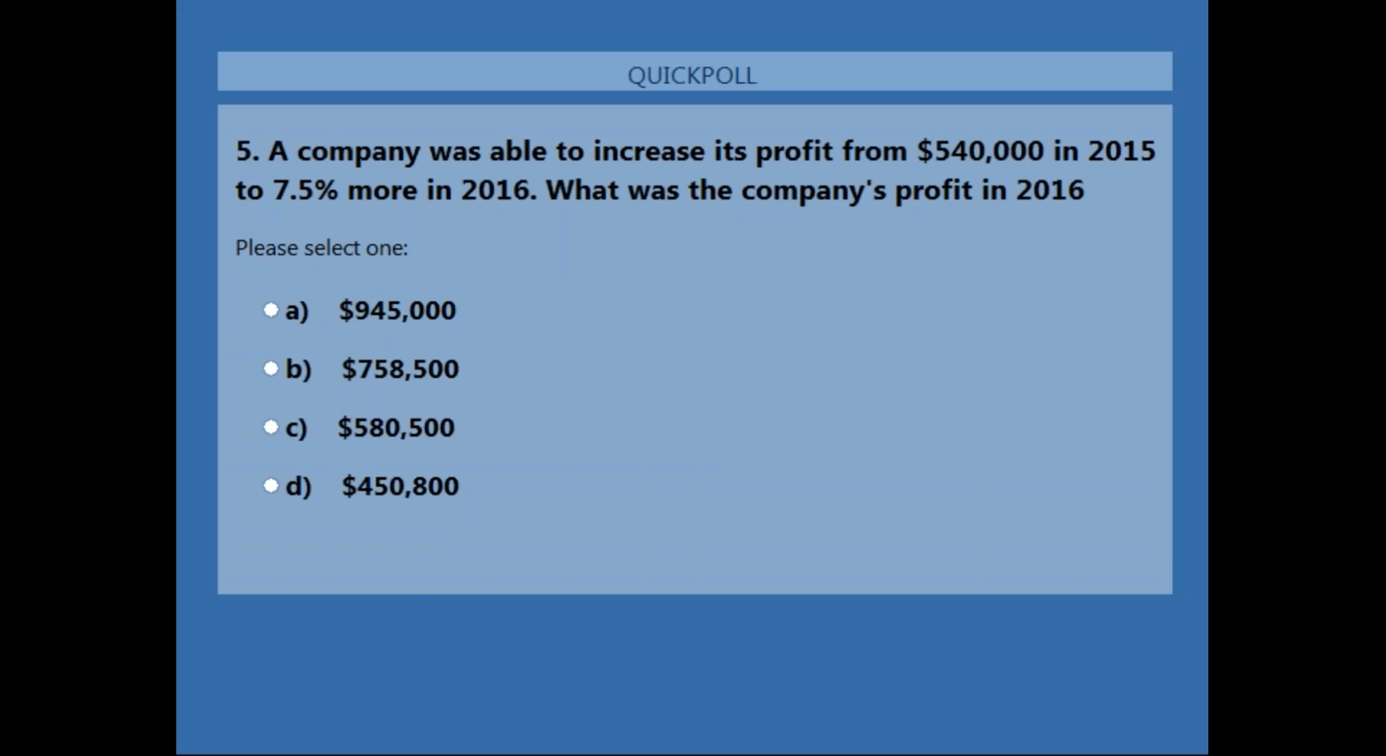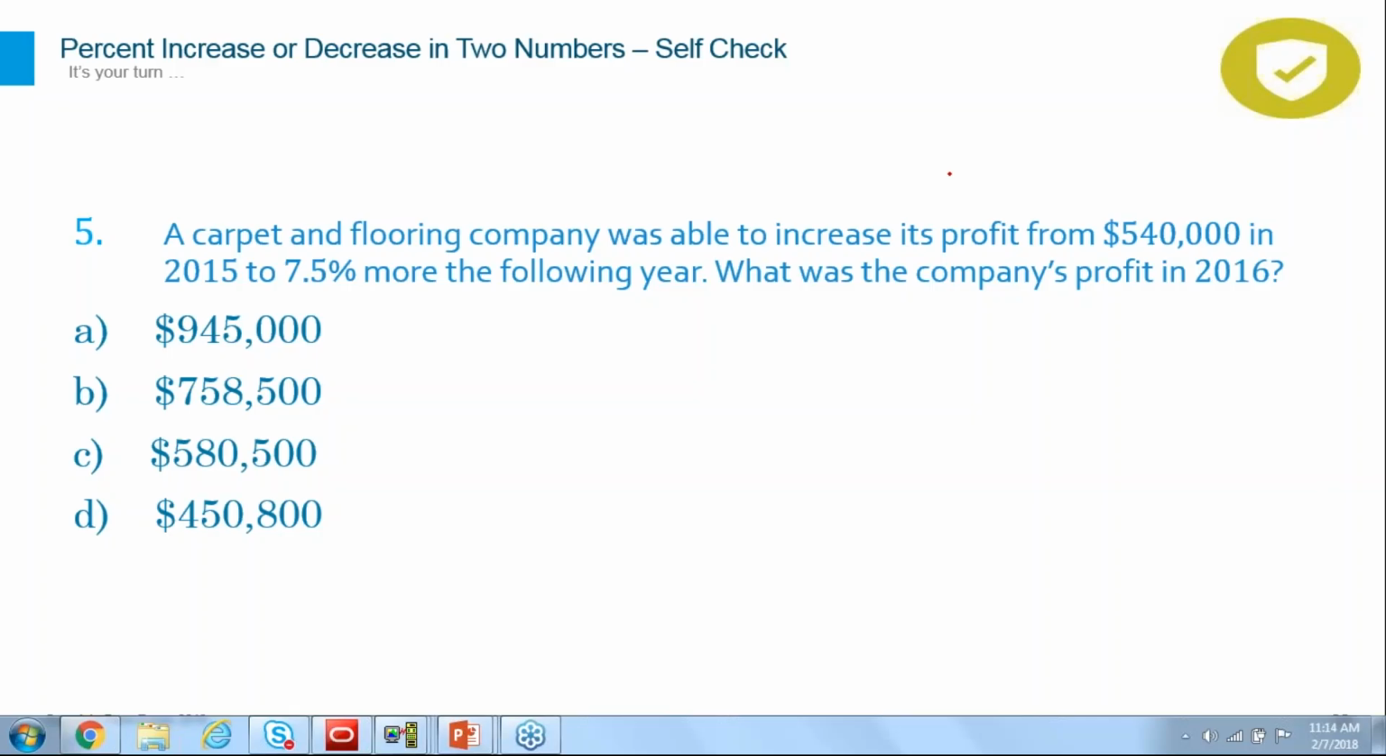Okay, let's do the question together. So let's think about the question, the knowns and the unknowns, and what exactly the question is asking for. Back in 2015, the profit was the amount, and then there was a percent increase. So the percent will be applied to this number, and then add the increase to that number, and that will give us the end profit in 2016.